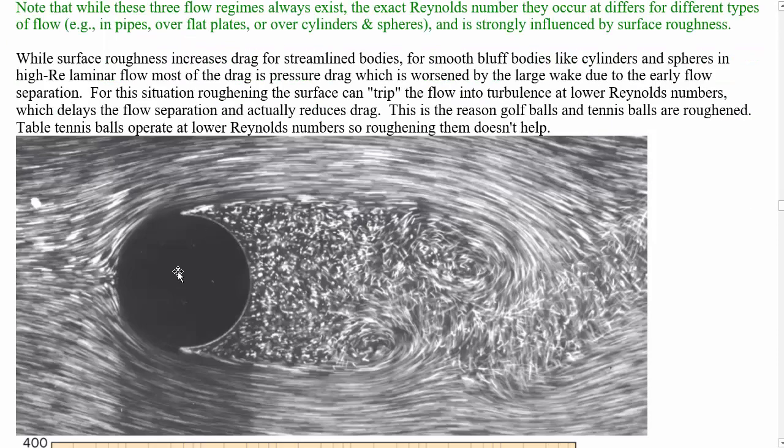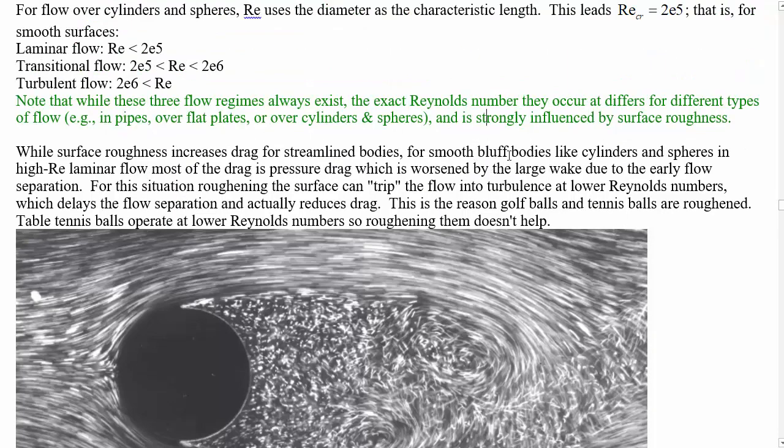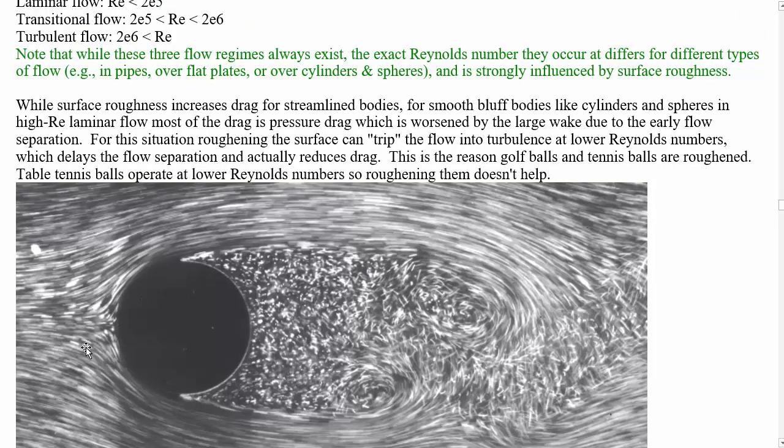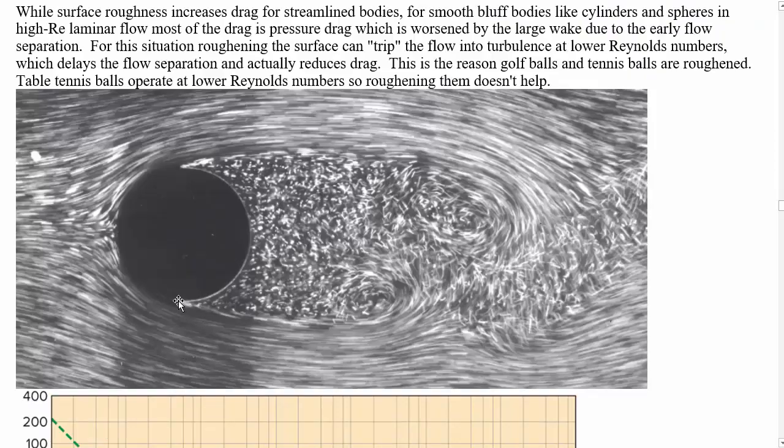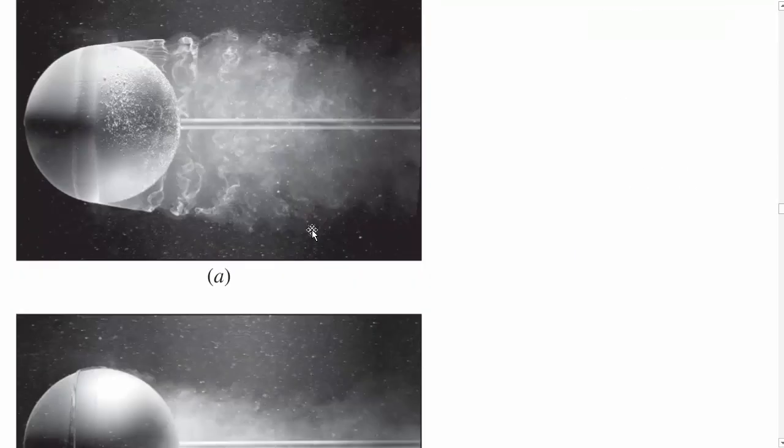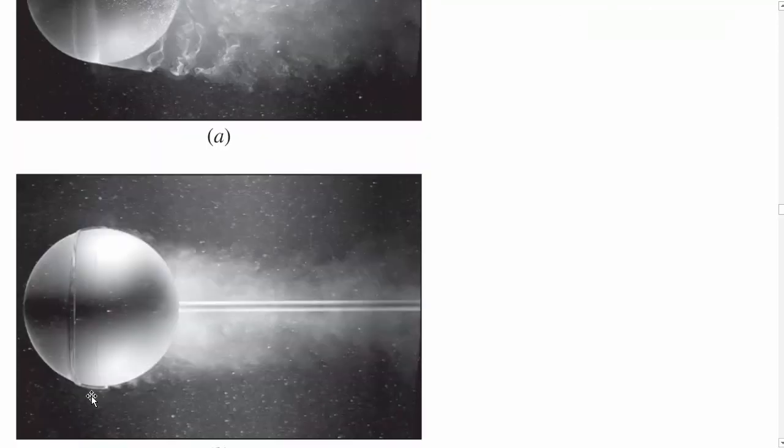Surface roughness increases drag for streamlined bodies, but for smooth, bluff bodies like cylinders and spheres in high Reynolds number flow, most of the drag is pressure drag anyway from the difference in pressure from the front and the back in the wake region. So there's certain instances where extra friction can decrease the drag, check this out. If we increase the friction right here, then what we can do is cause turbulence, which has a lateral mixing effect and actually delays the boundary layer separation. This is the situation in this sort of a flow here.